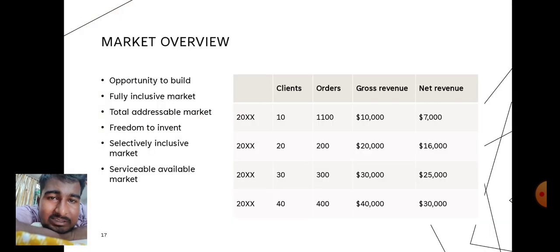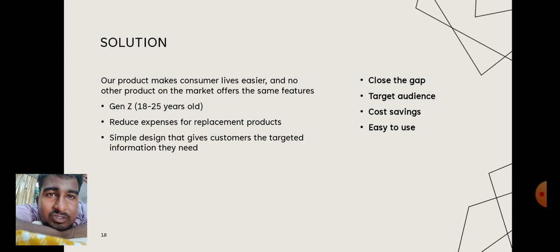Market overview: these are some overview tables which are referred for the cost, production, and the distribution of the products and services in some particular manner. And we have the different solutions. Our products make consumer lives easier, and no other products in the market offer the same features. 18 to 25-year-olds reduce expenses for replacement products. Simple design that gives customers the targeted information they need. Close the gap, target audience, cost savings, easy to use. Reduce expenses for replacement products.